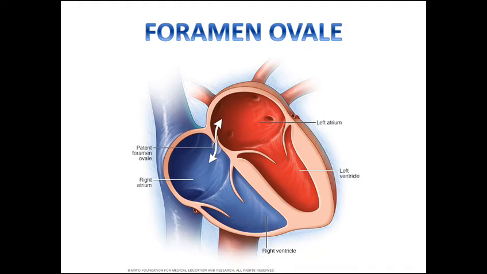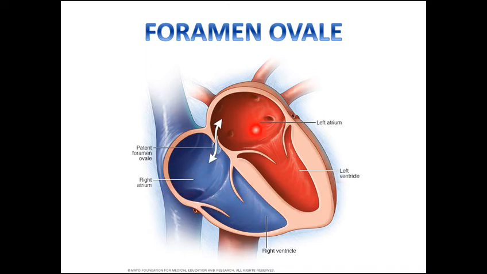Now the third structure that we are going to look at is the foramen ovale. Foramen means an opening. So the foramen ovale is an opening between the right atrium and the left atrium. This is the structure of the heart.